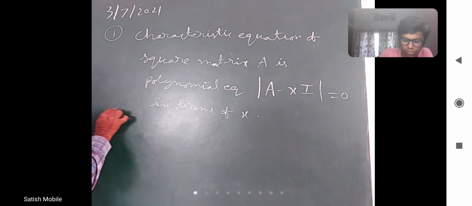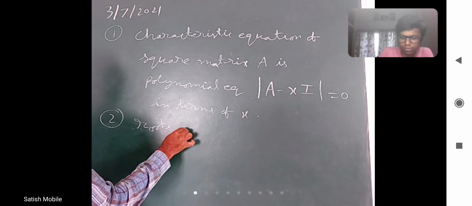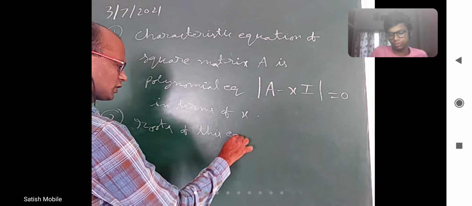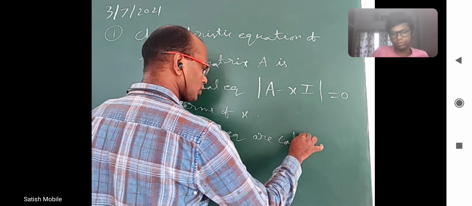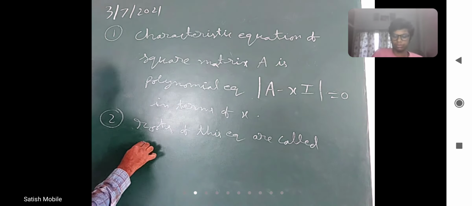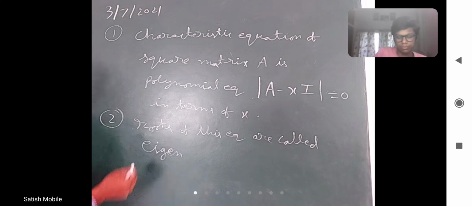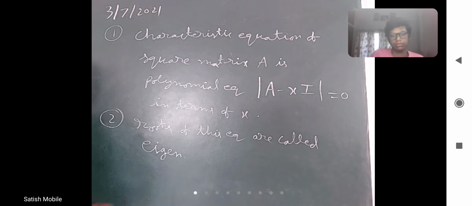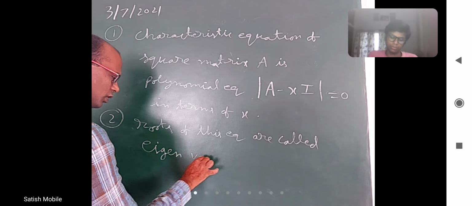Okay. Second point. Roots of this equation are called eigenvalues. Some people say eigen, some people say eisen. I don't know how they'll pronounce it. I don't care. Roots of this equation are called eigenvalues of matrix A.